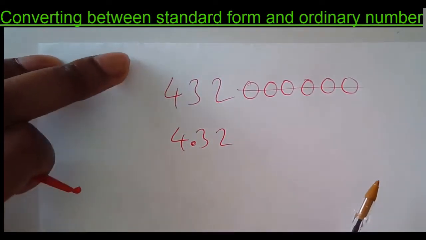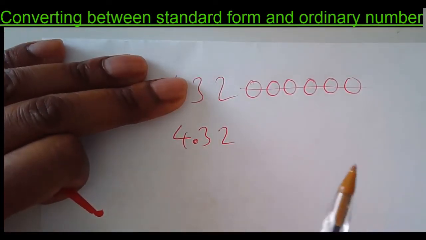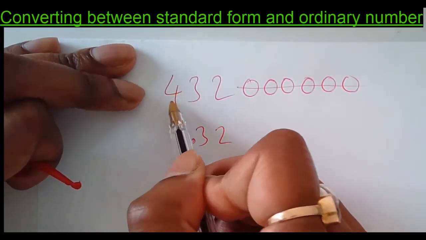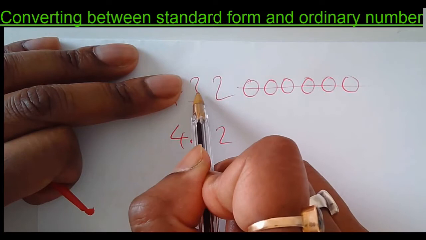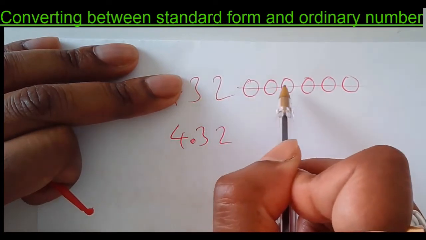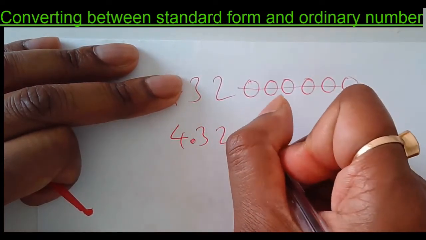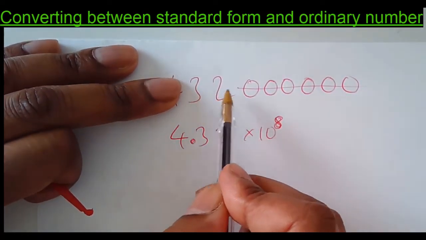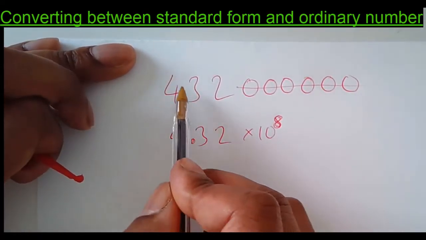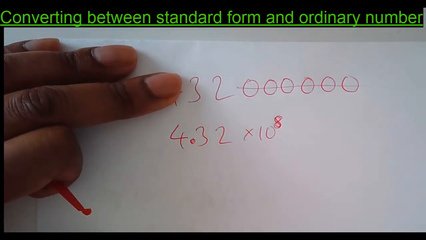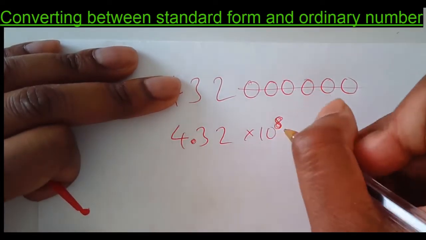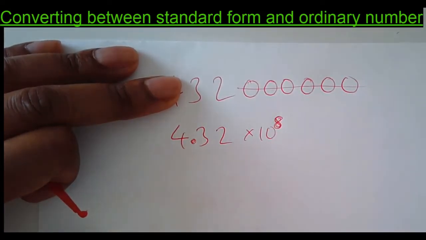Right. Then what you do is, apart from the first digit, count all the digits. 1, 2, 3, 4, 5, 6, 7, 8. That'll be 10 to the power of 8. Why 8? 1, 2, 3, 4, 5, 6, 7, 8. Ignore the first digit. Now let's just test that out. Alright, that's done, complete.